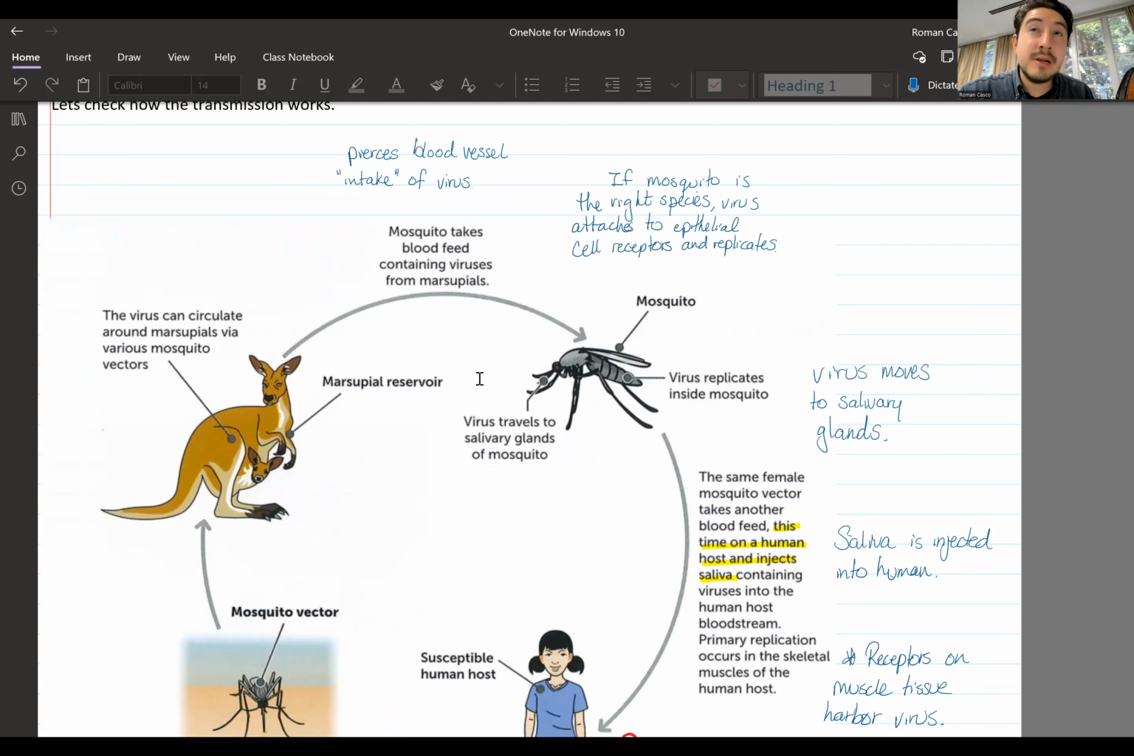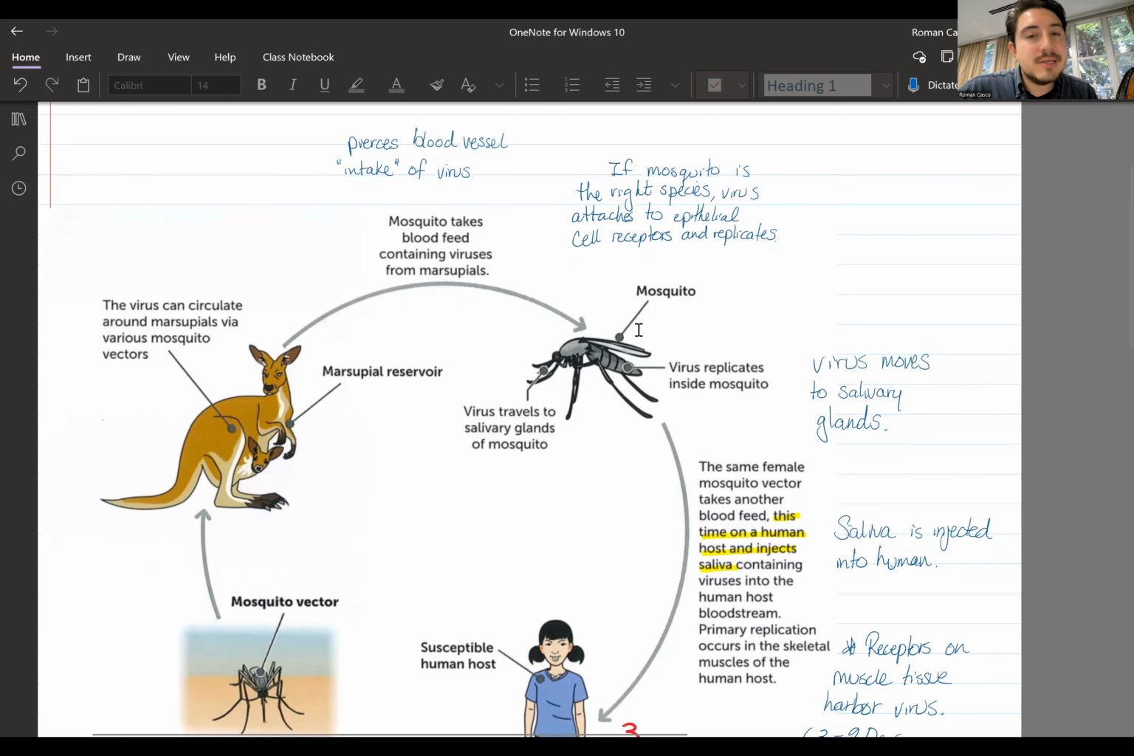Not necessarily only because you got the virus is it going to immediately reproduce in you. There needs to be some form of specific protein level specificity where the virus can adhere to certain cell types, to certain tissues, where it can reproduce. So if the mosquito is the right species, the virus will tend to attach to epithelial cells, more specifically, very specific receptors, a ligand and receptor interaction, and that will trigger a replication process.